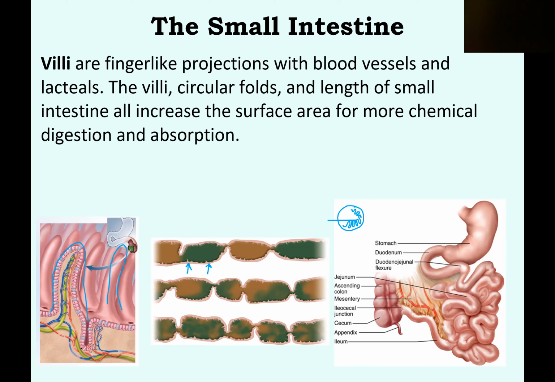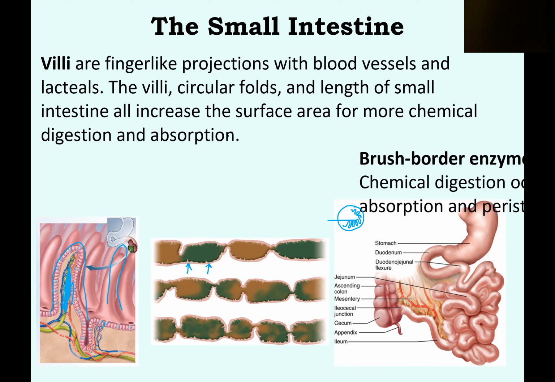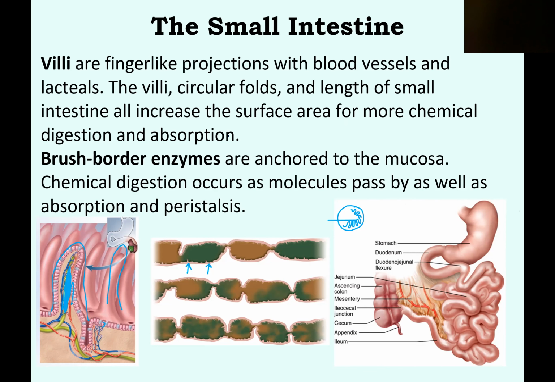And don't forget that at the center of each villus is the lacteal, which absorbs lipids. So the villi, the circular folds, and the length help to increase the surface area. So functions for the small intestine would be absorption of lipids, chemical digestion, and absorption of nutrients. Peristalsis, as usual.